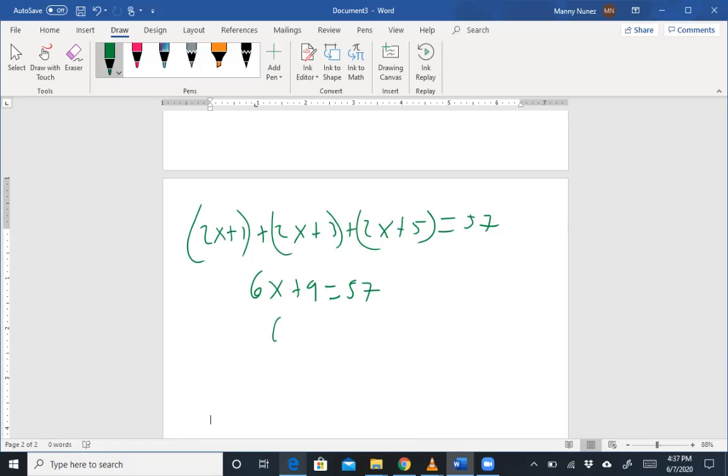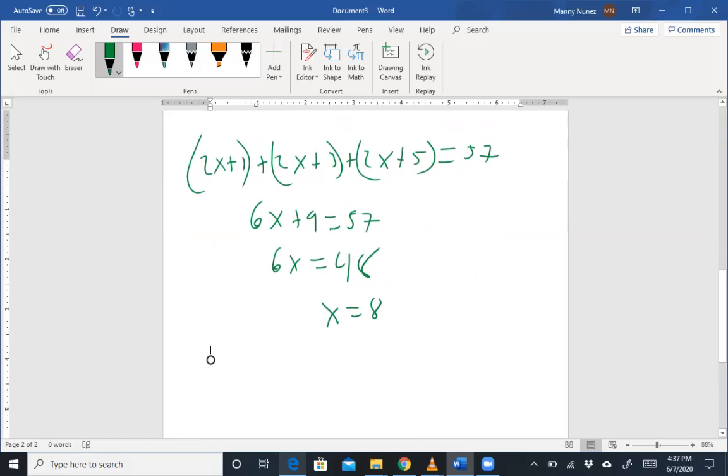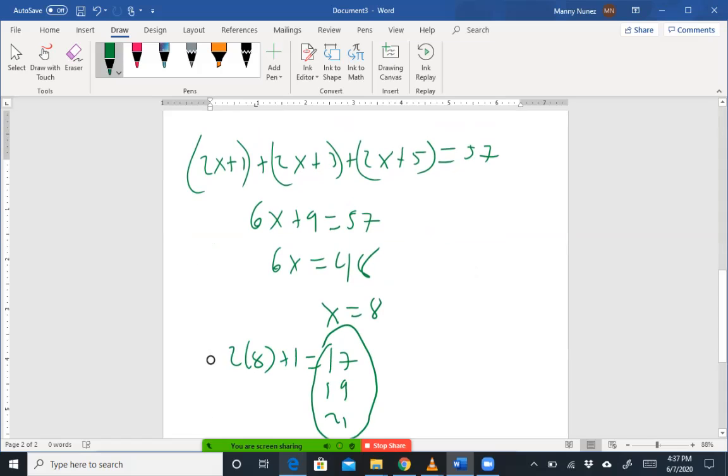I subtract 9. x is going to be 8. But that's not the answer, though. Yeah, we found x, but I've got to plug it into here. So 2 times 8 plus 1, that's going to be 17. So it's 17, then 19, then 21. Those are the three odd numbers. When you add all those together, you get 57.